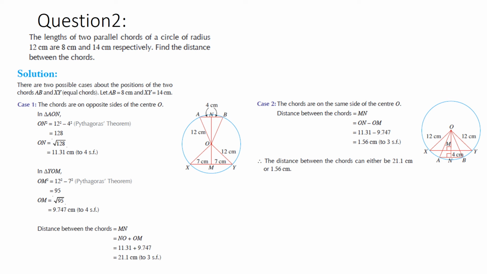Hence the distance between the two chords will be equal to MN, and that will be equal to NO plus OM. The length NO was 11.31 and the length OM was 9.747, and adding them we will get the value 21.1. So the distance between the two chords will be equal to 21.1.